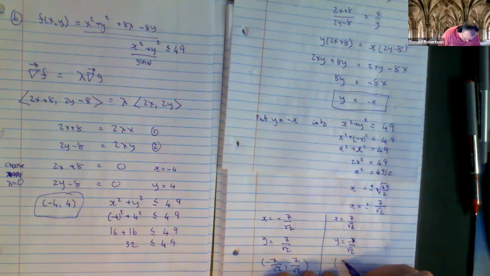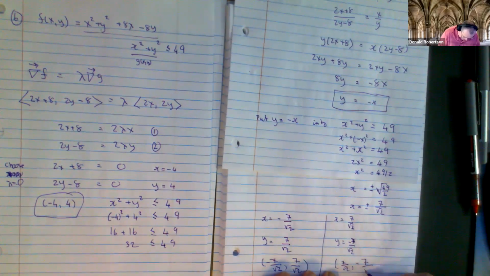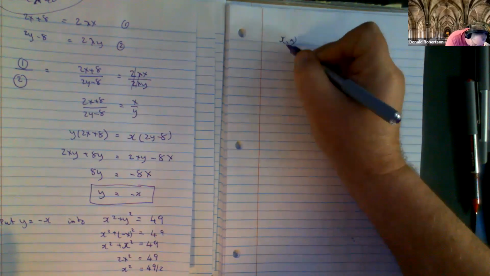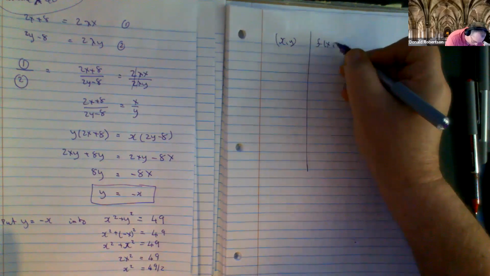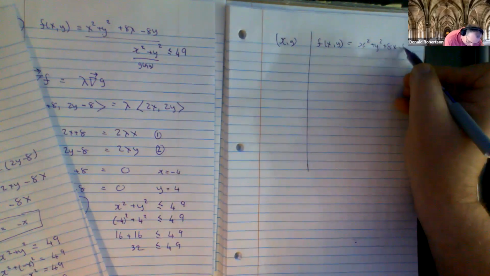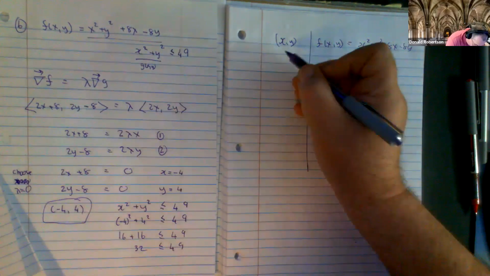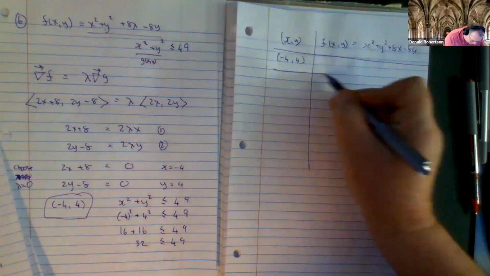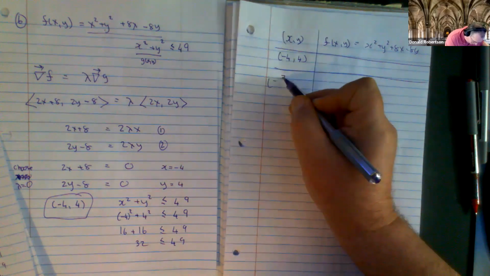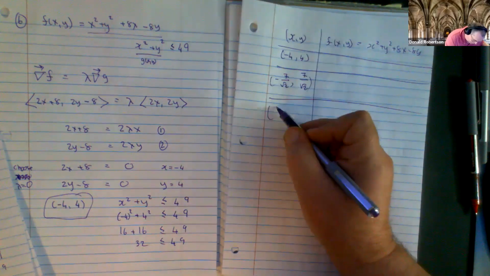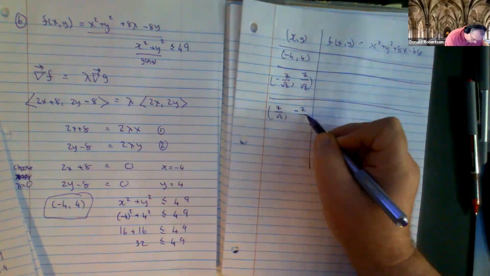And so I now have this ugly one, and this ugly one. And I also have this one. So it looks like there are 3 critical points. One of them is negative 4, 4. The other 2 are negative 7 over root 2, positive 7 over root 2. And the last one is positive 7 over root 2, comma, negative 7 over root 2.